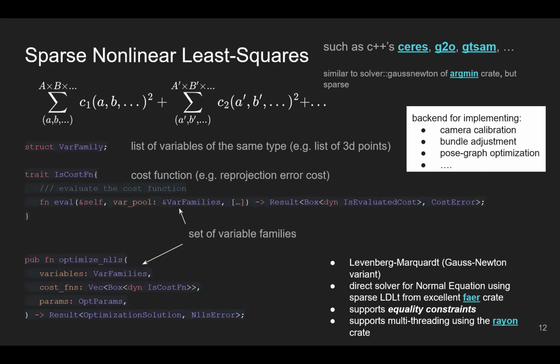Sophus-rs supports sparse nonlinear optimization. So in this example, you have a variable family that could be, for instance, a list of 3D points, and you implement the cost function, and you can have multiple variable families. For instance, in bundle adjustment, one family would be points, the other one would be poses or isometries, and then you have this free function which is optimize nonlinear least squares, and that's the interface.